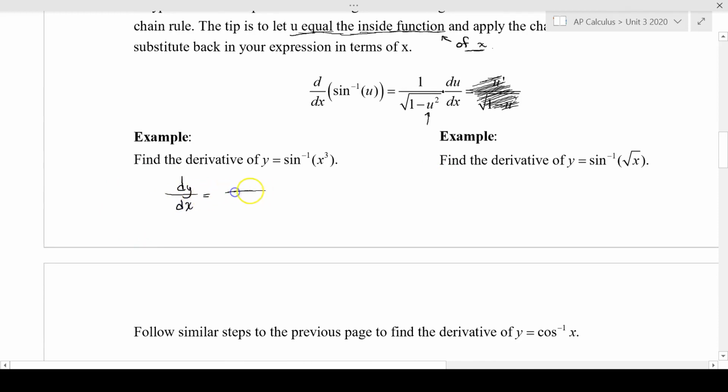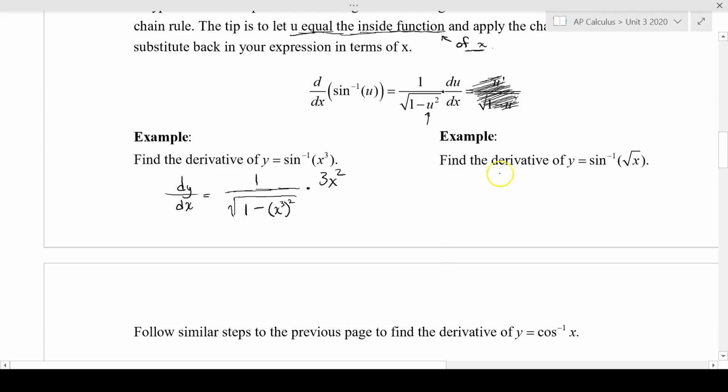It says sine inverse, so I know it's this formula, 1 over the square root of 1 minus whatever's on the inside there. So let's call it x cubed, but we have to square that. And then we'll take the derivative of x cubed, and that's 3x squared. And you know what? Simplifying it, you can do that. I'm just going to leave it right now.